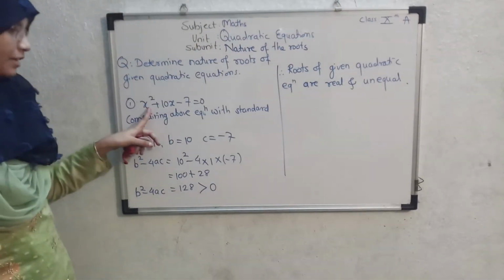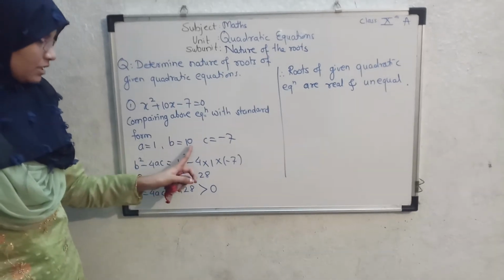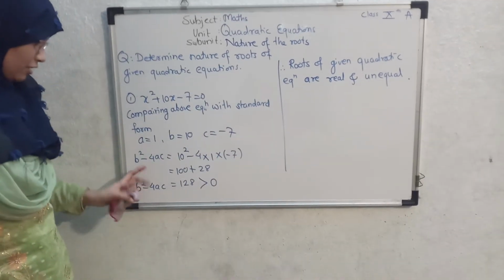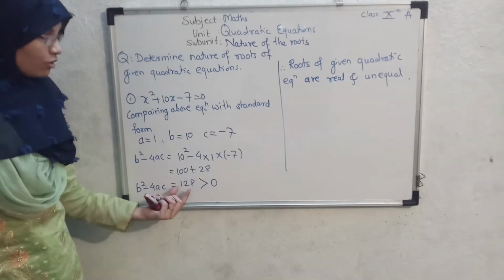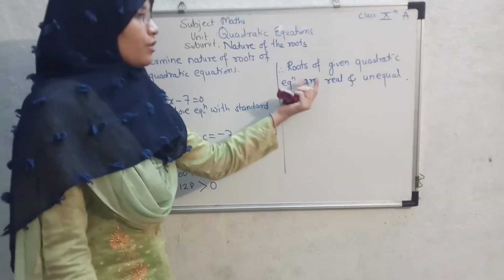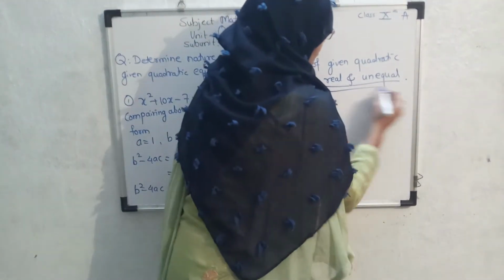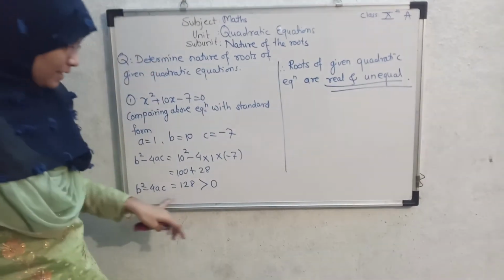First we compare this equation with the standard form. We got a as 1, b as 10 and c as minus 7. Now calculate the value of the discriminant. b square minus 4ac is 128, which is positive. Therefore our roots are real and unequal. Roots are real and equal when the value of the discriminant is 0.